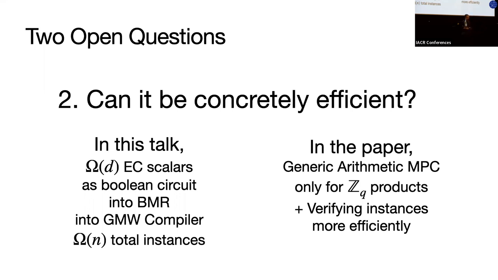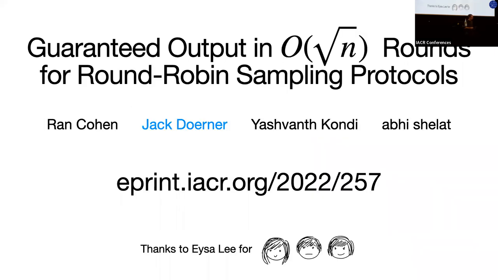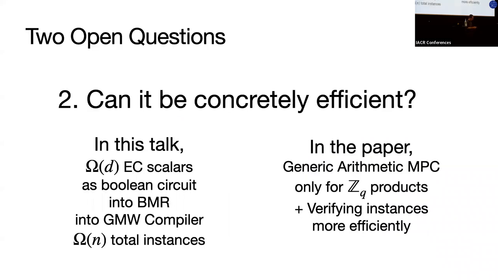But we think that this isn't actually an inherent problem. We think that this is probably just an effect of the fact that the compiler has to be generic. And in service of showing that, we have an additional construction in the paper which approaches the powers of Tau sampling problem directly and avoids generic MPC and generic zero knowledge entirely, except for a little bit of generic arithmetic MPC for computing a couple of products in ZQ. In addition, we give a couple of techniques for verifying instances far more efficiently than they can initially be computed.